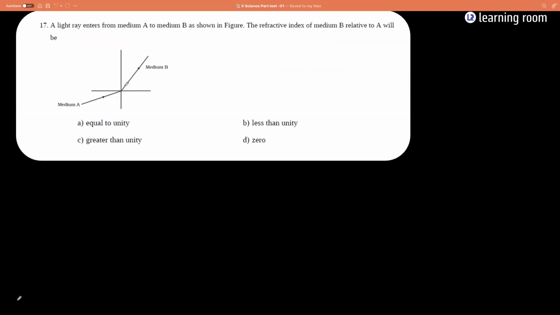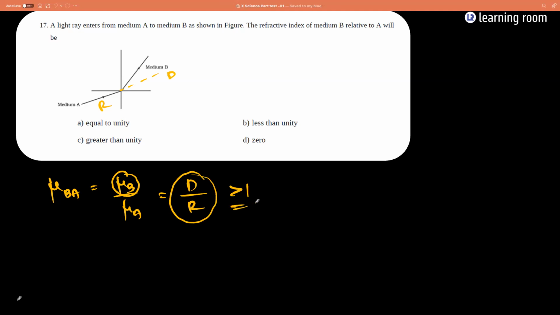Correct. Light enters from medium A to medium B as shown in the figure. The refractive index of medium B relative to A will be? So the refractive index of B with respect to A, that is mu B divided by mu A, is how much? Greater than unity. If you observe, the ray is traveling from rarer to denser medium. So the denser medium's refractive index divided by the rarer medium's refractive index is going to be greater than 1. So greater than unity.